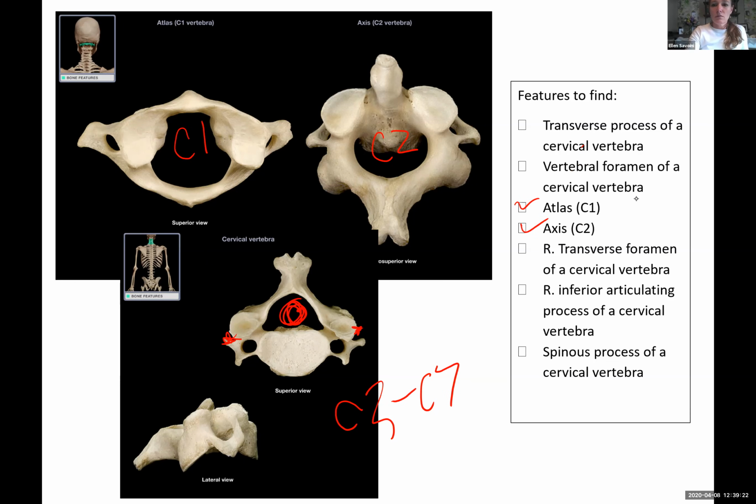Let me move this here. Right transverse foramen of a cervical vertebrae. So this is me trying to help you with terminology. If we go right, that would be on this side here. That would be this guy here. Don't worry about the articulating process. And then the spinous process of a cervical vertebrae is this guy there. Okay.